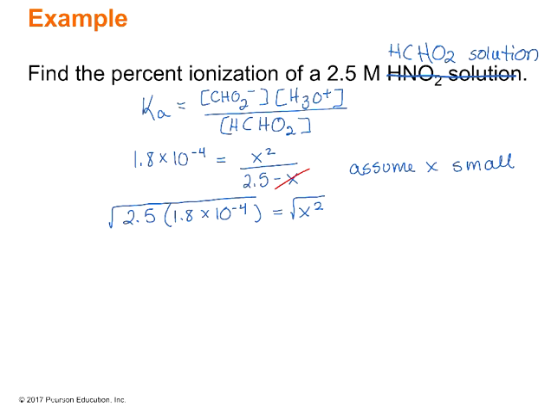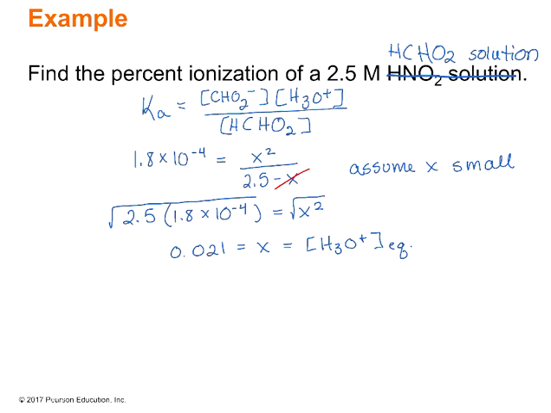And you should get that x is equal to 0.021. And remember that x is also equal to the concentration of hydronium ions at equilibrium. So I'll put a little EQ next to the concentration of hydronium.